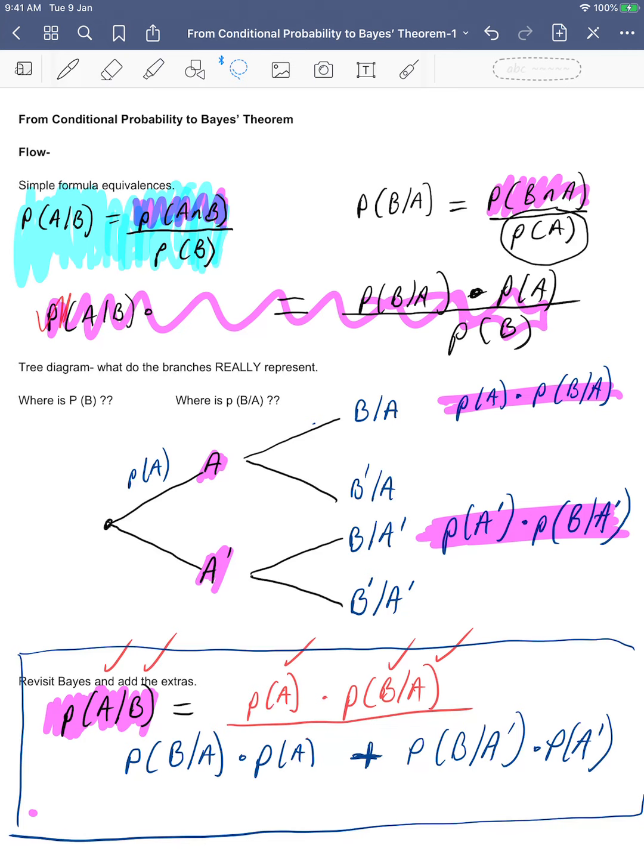Okay. Now just think, that denominator is literally just P of B. That's all it is. It's P of B happening. But it's broken up into various other pieces. So there's the first bit. If I just pause there, come back to you.